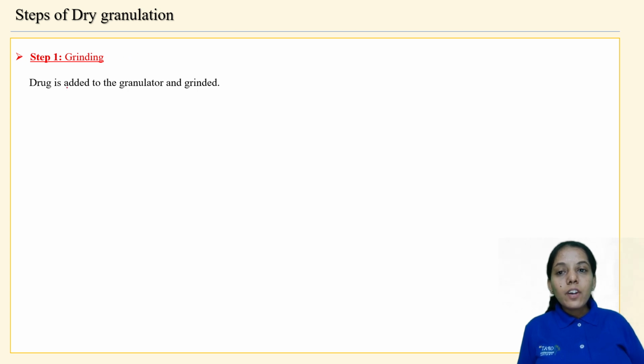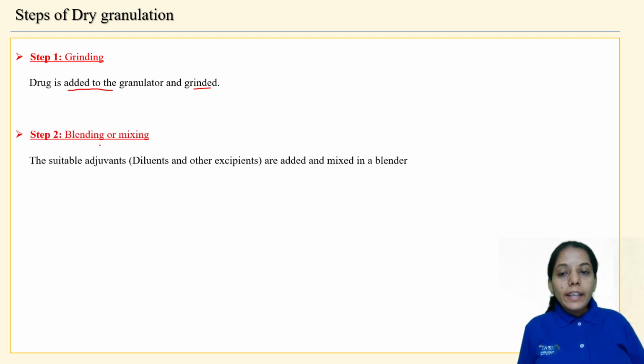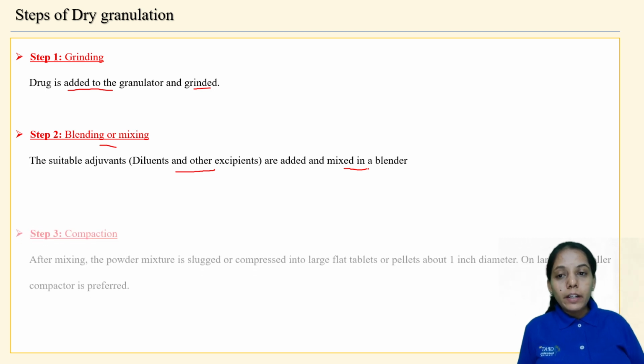Step 1, as I said, the drug has to be ground in the granulator. So the drug is added to the granulator and ground. Step 2 is blending or mixing. Suitable excipients like diluents and other excipients are added and mixed in a blender.